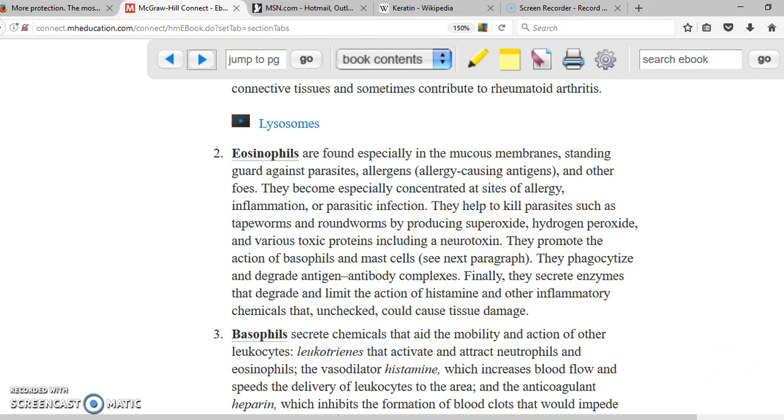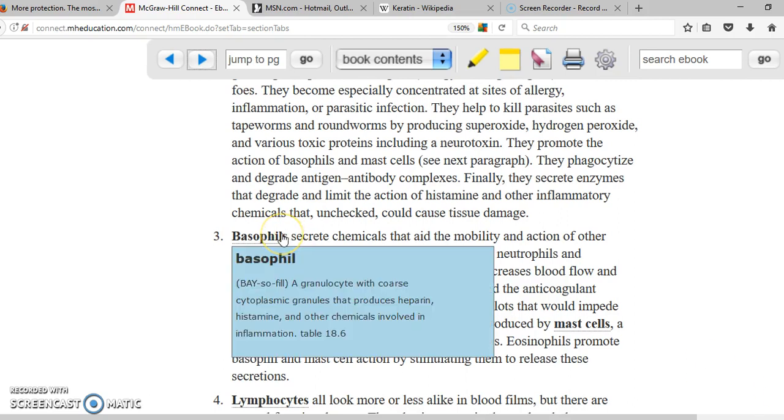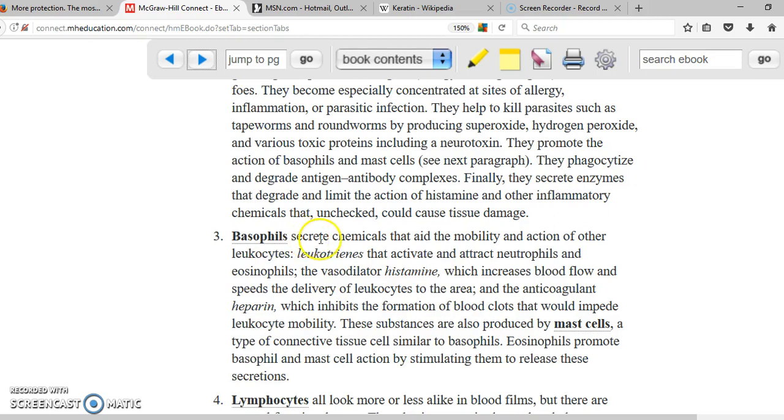Okay, right here we have basophils. Basophils are cells that you find in the blood. Similar to these are the mast cells. The only difference is the mast cells are located in the tissues. Basophils and mast cells have the same functions, which is the secretion of chemicals with the purpose of allowing more cells to go into the areas of infection. So therefore, they're going to secrete quite a few chemicals in order to allow more white blood cells to reach the areas of infection.